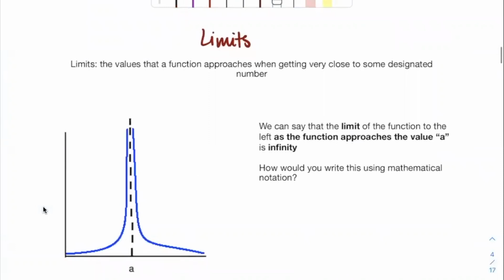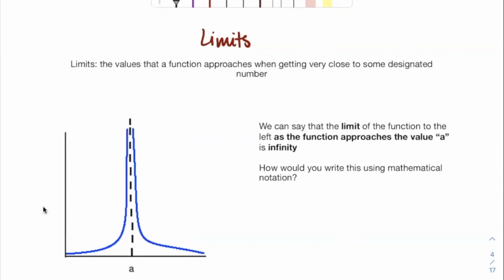So the other thing limits allow us to do is talk about when a function is increasing without bound, when it's going off to infinity. And we can also use what's called an infinite limit for that. So here, as we get closer and closer to a, the function is increasing, and we can see that it goes off to infinity. It doesn't stop at any finite value.